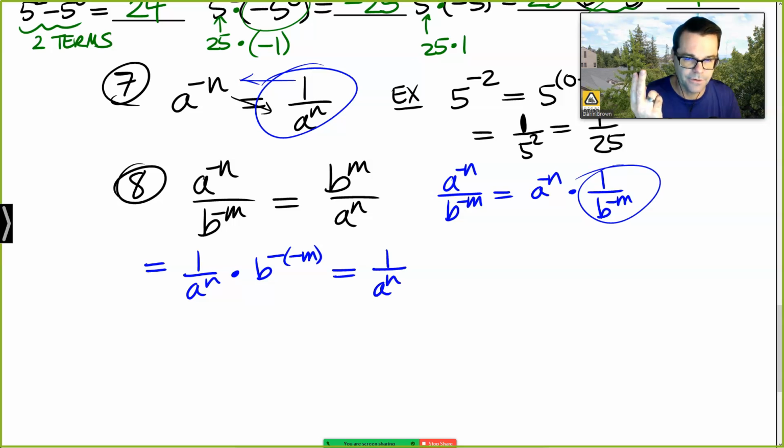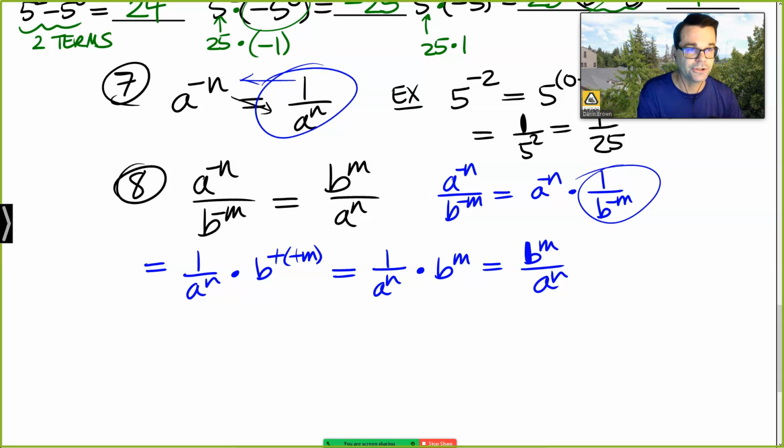So that's going to be 1 over a to the n times, and then minus a minus is a plus. So the opposite of minus m is m. So that's b to the m. And now you put these two together: b to the m over a to the n. But the overall rule to remember is any negative exponent you have in a fraction, just change it from top to bottom or bottom to top.